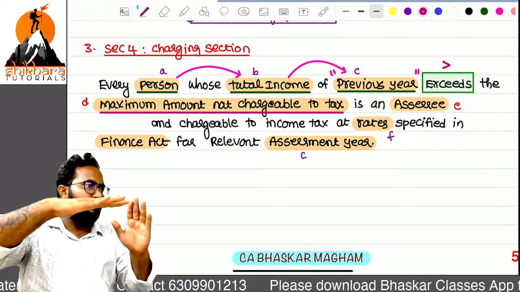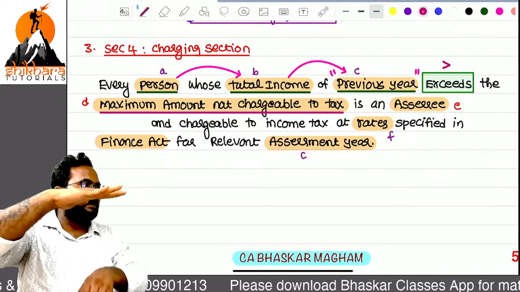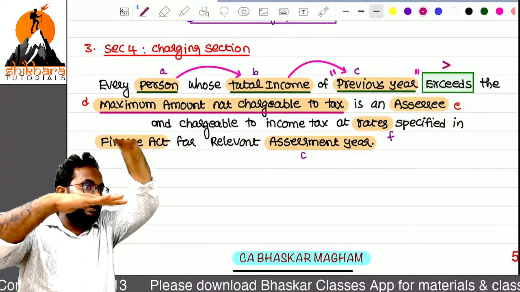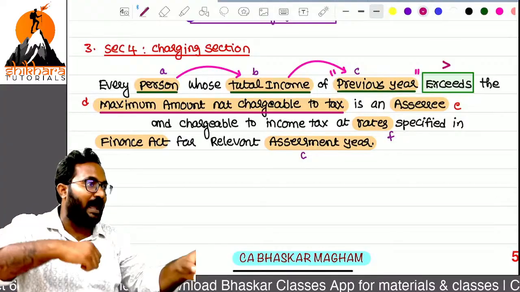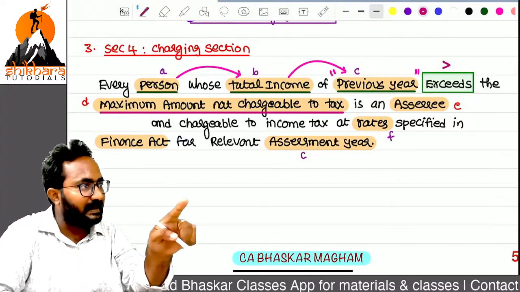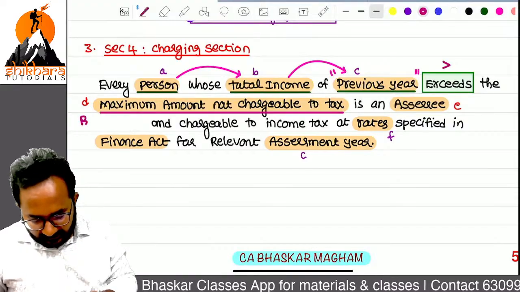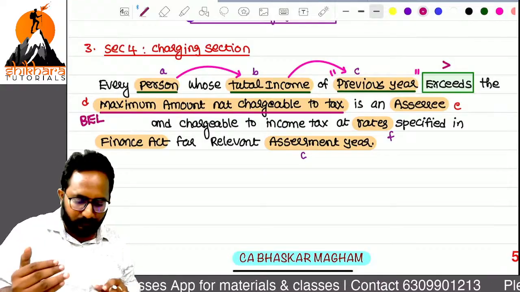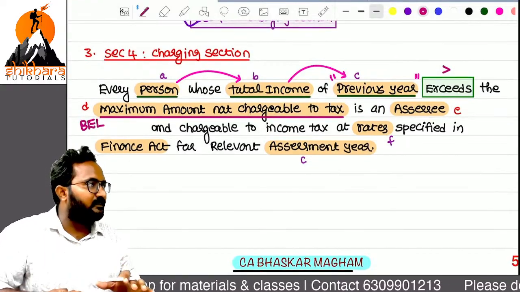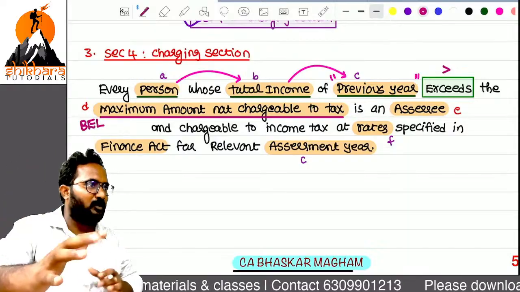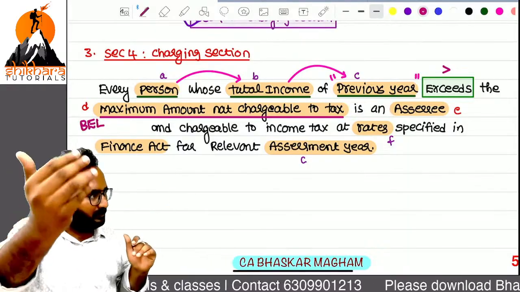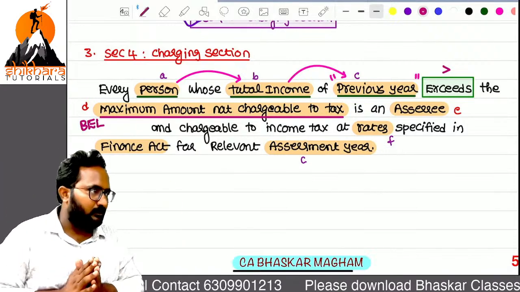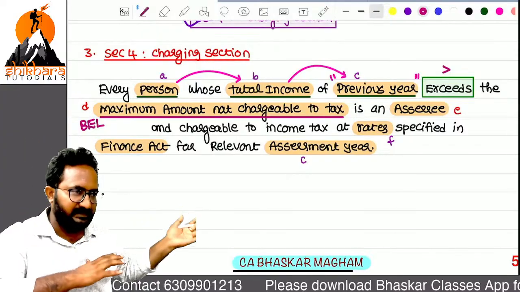So this is a maximum amount, 2.5 lakh or 3 lakhs. Up to this, not chargeable to tax. If your total income exceeds this maximum amount not chargeable to tax, you are required to pay the tax. So simply we can replace this with the basic exemption limit. But in your examination, they may use the words maximum amount not chargeable to tax. Simply 2,50,000 if you are following the old regime. If you are following the new regime, 3 lakh. Don't think about the old or new regime. I will tell you all the things in this session itself.